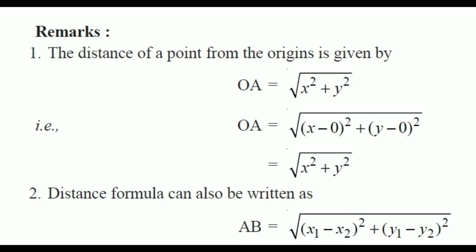Second thing, the distance formula can also be written as AB is equal to under root (x1 minus x2) whole square plus (y1 minus y2) whole square. Means we are interchanging x1 and x2 and y1 and y2. It can be x1 minus x2 or x2 minus x1. The whole square gives the same value. Distance remains the same. It is AB is equal to under root (x1 minus x2) whole square plus (y1 minus y2) whole square.